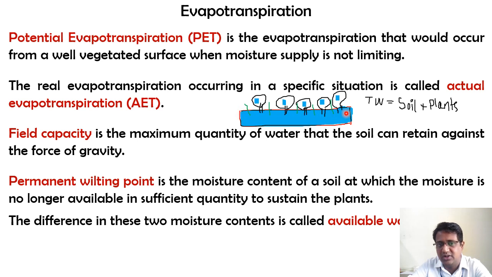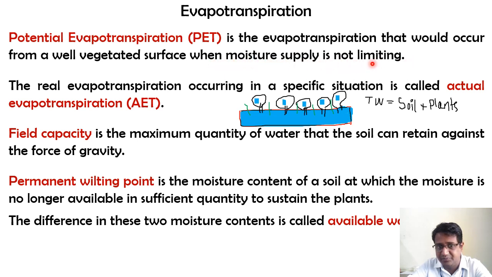So together, this evaporation from the soil and transpiration from the plants, you are going to call as evapotranspiration. Okay, and you call it potential evapotranspiration whenever your soil is completely saturated with water. It is the evapotranspiration that would occur from a well vegetated surface when moisture supply is not limited.